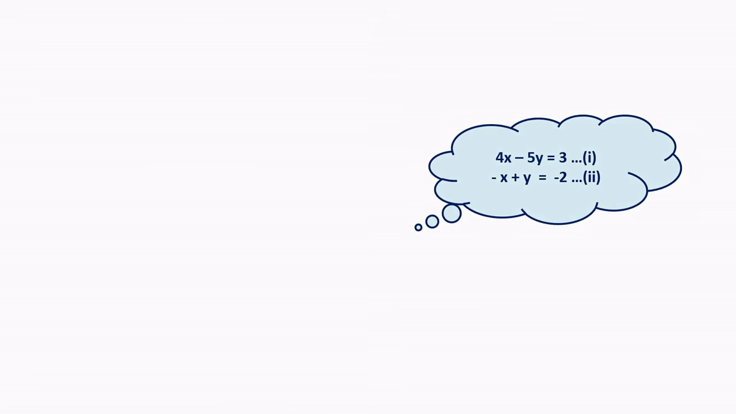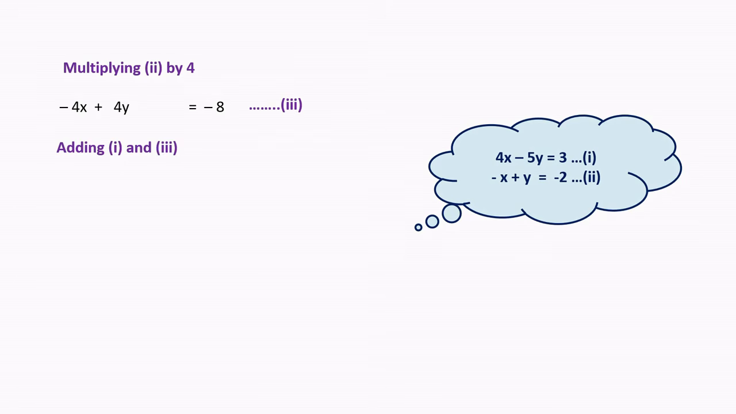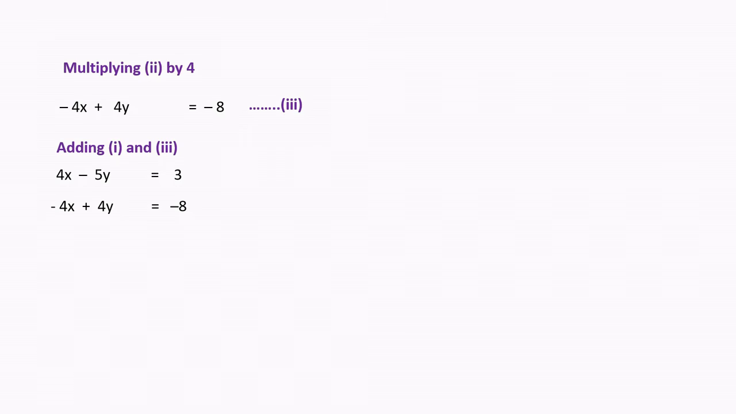Now, we multiply equation 2 by 4. So, we get minus 4x plus 4y equals minus 8. This is equation 3. Next, we add equation 1 and equation 3. 4x minus 5y equals 3. And minus 4x plus 4y equals minus 8. On adding, 4x and minus 4x cancel out. So, we get minus y equals minus 5.